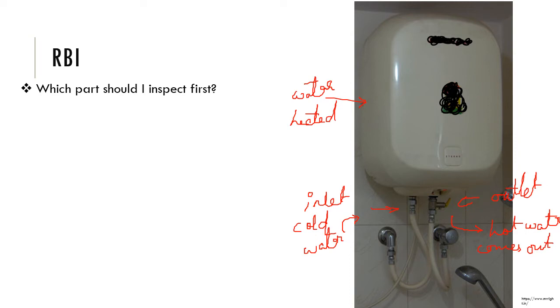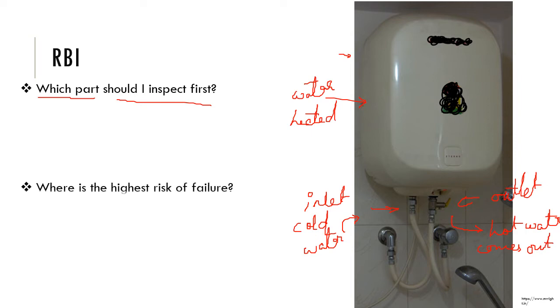We are going to answer this question: which part should I inspect first? Should I start from the main body, or from the inlet, the outlet, or should I go to the small screws, or should I look inside the water heater? Which part is the most critical, or what defines how I should start inspecting it first?